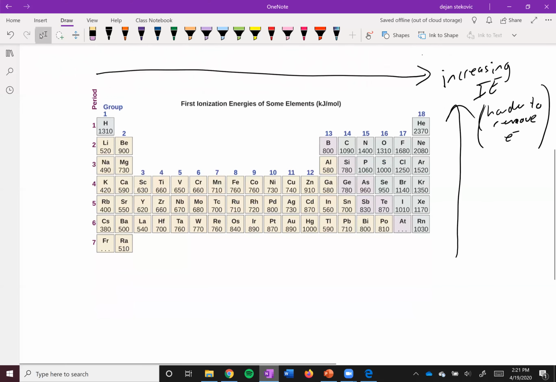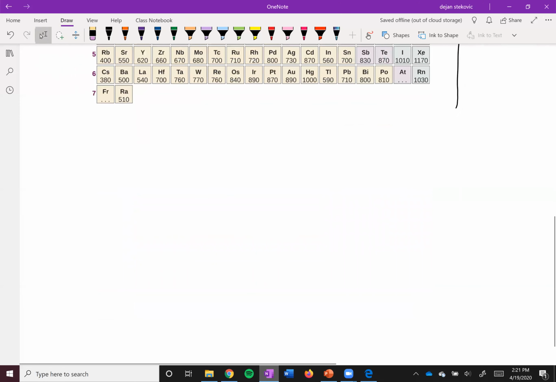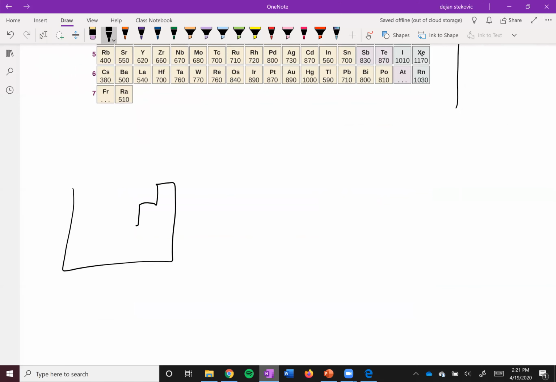So let's take a look at the trends, both the vertical and the horizontal component. So vertical, when we go from bottom to top, it gets harder and harder to remove this electron. So this down here is kind of easy, and this up here is hard to remove.